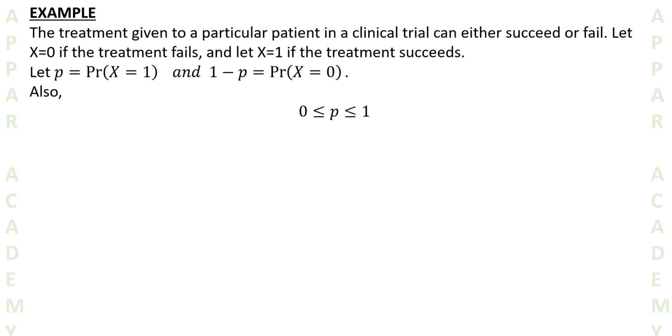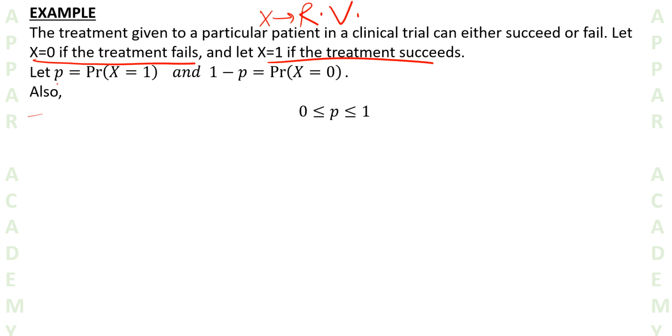The treatment given to a particular patient in a clinical trial can either succeed or fail. So, now we are saying that a treatment is given to a patient in a clinical trial and that treatment can either fail or succeed. So, let x be equal to 0 if the treatment fails and x be equal to 1 if the treatment succeeds. Right? So, we know that there are only two possible cases: either it can succeed or it can fail. If it fails, x is equal to 0. If it succeeds, x is equal to 1. So, we are saying x is the random variable.